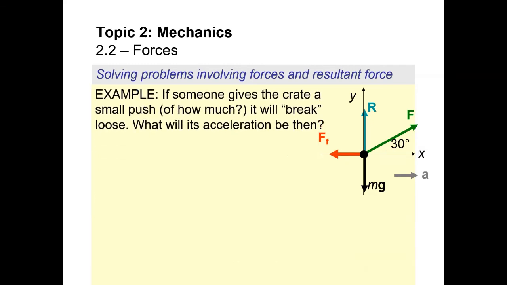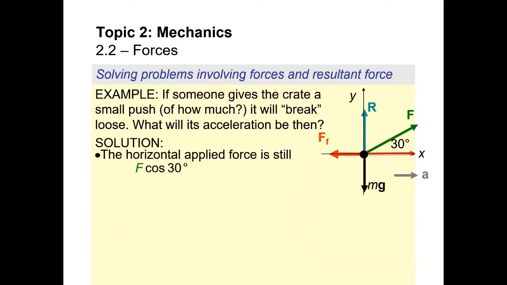If someone gives the crate a small push, it will break loose. What will its acceleration be then? Solution: the horizontal applied force is still the adjacent component, F times cosine 30 degrees. That is 51.96 Newtons, same as before.